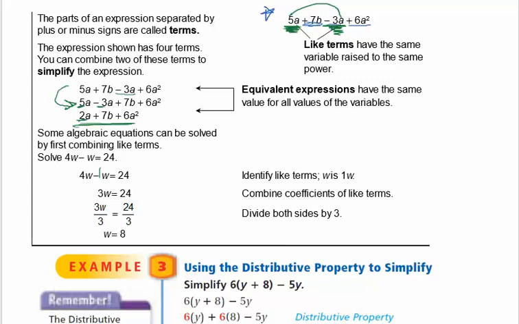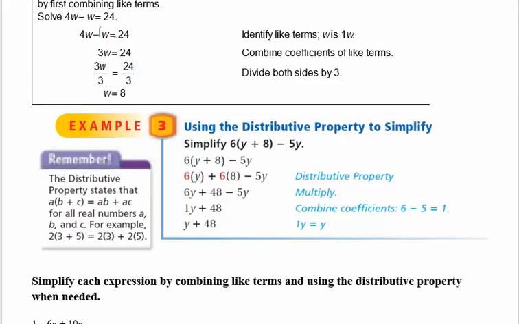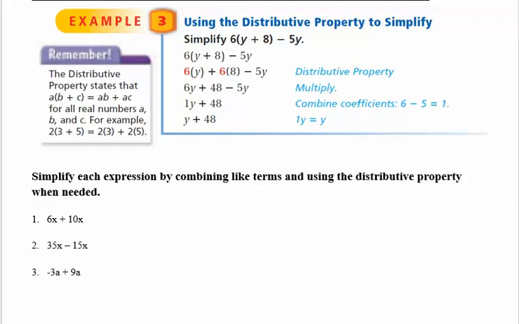So what we'll be doing later this week and next week is solving equations where you first have to simplify one side of the equation, or sometimes both sides of the equation. And you might do that by combining like terms like they did here. But on this worksheet, we're only going to be combining like terms, and we're also going to do what's on this next example, using the distributive property.